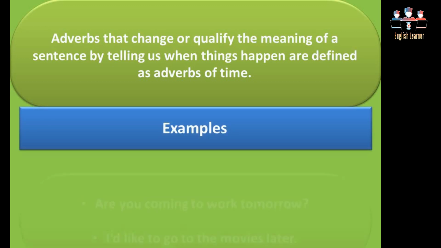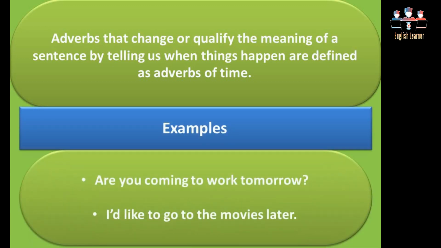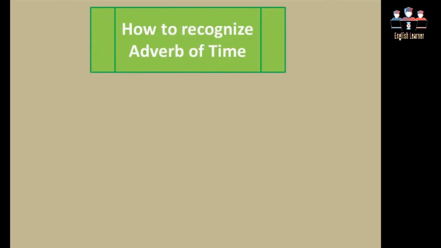Let's see the examples. Are you coming to work tomorrow? Tomorrow is indicating when. When are you coming? Number 2 example. I would like to go to the movies later. When would you like to go to the movies? I would like to go to the movies later. So later and tomorrow, in the second and first examples respectively, are words that indicate adverb of time.